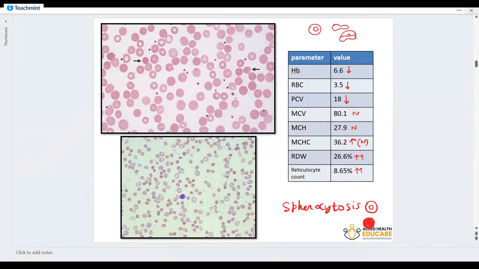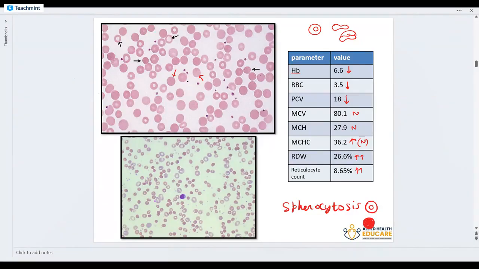If we look very carefully at the peripheral blood smear, you may find this type of RBC which does not have any central pallor. This RBC, I am pointing it with a black arrow, has central pallor, but this red arrow marked RBC does not have any central pallor.